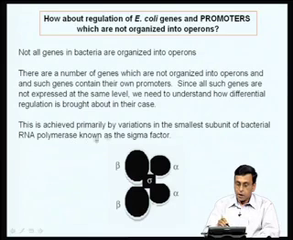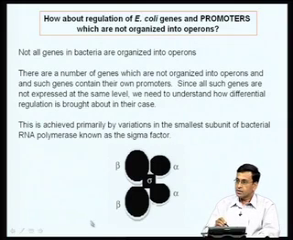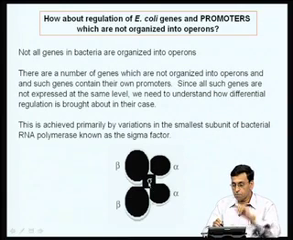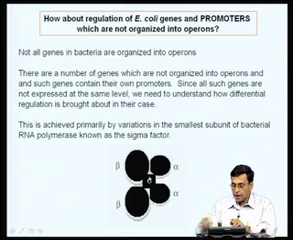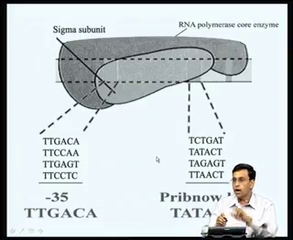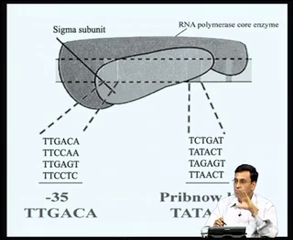Now this is primarily achieved by the variation of the smallest subunit of bacterial RNA polymerase, known as the sigma factor. I am sure all of you are aware that the E. coli RNA polymerase, or the bacterial RNA polymerase, is a tetramer which consists of 2 alpha subunits and 2 beta subunits, and it also has a very small subunit called the sigma subunit. Now the sigma subunit is actually responsible for gene regulation, and these genes which have their own individual promoters are differentially expressed by synthesizing different sigma factors.